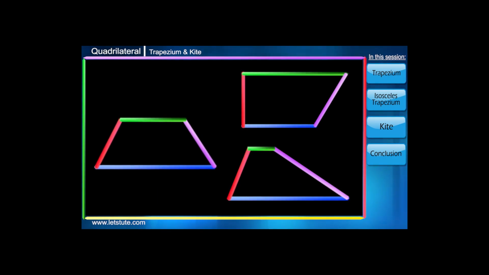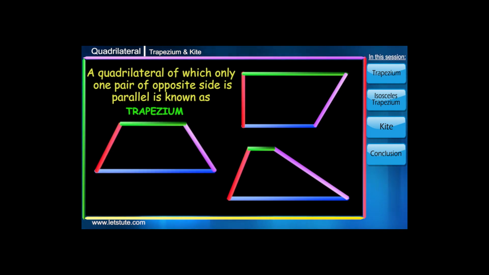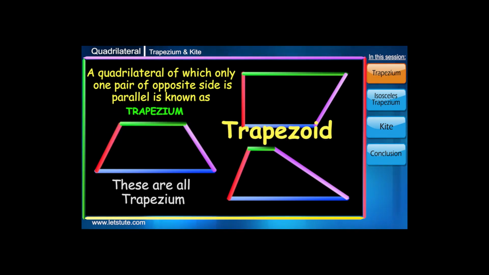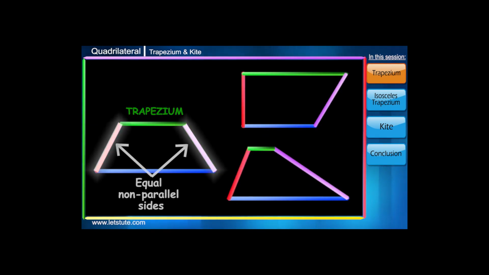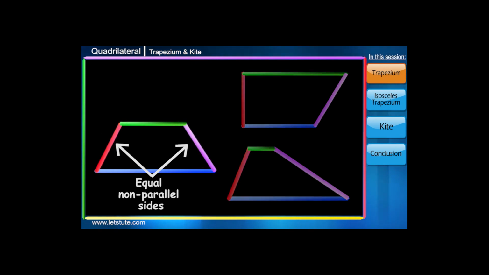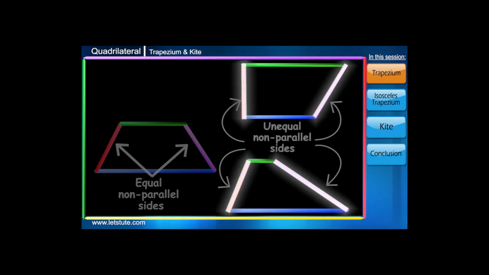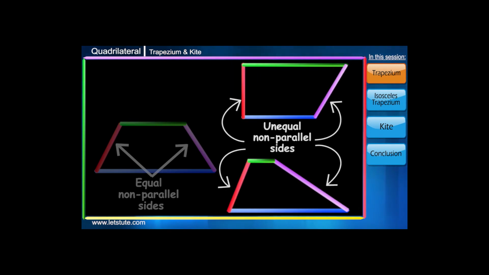In geometry, a quadrilateral whose only one pair of opposite sides is parallel is known as a trapezium. Some call it a trapezoid as well. These non-parallel sides may be equal, like in our first diagram, or may not be equal, like in the other two diagrams.